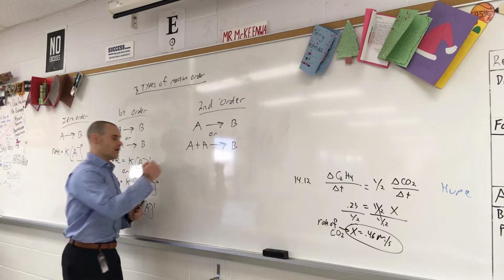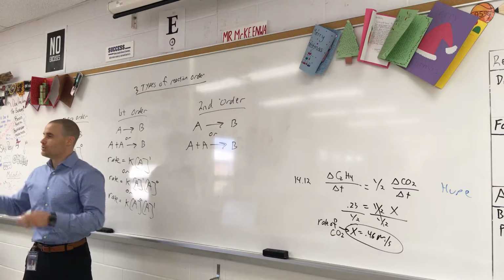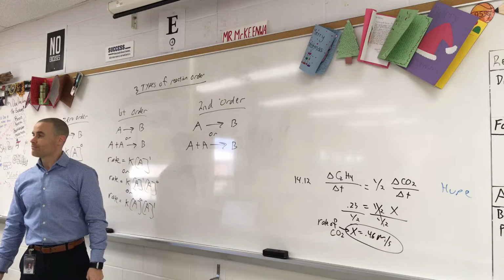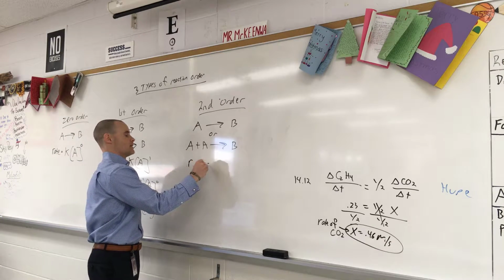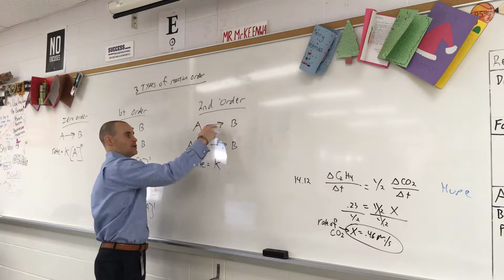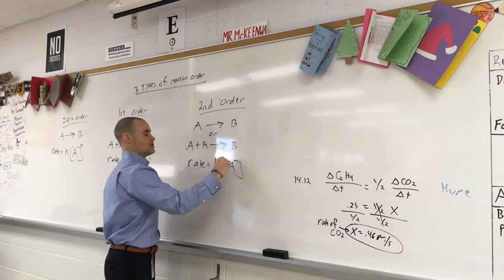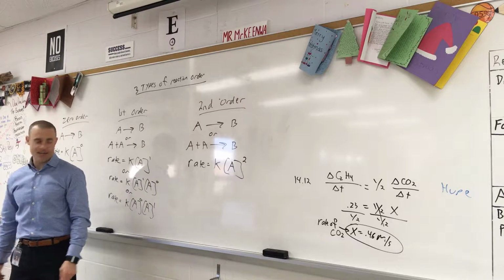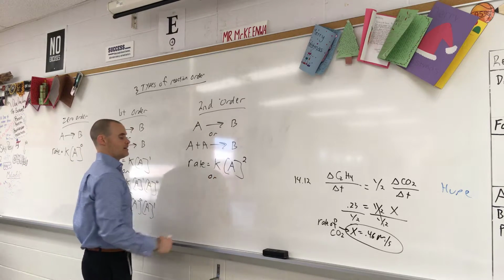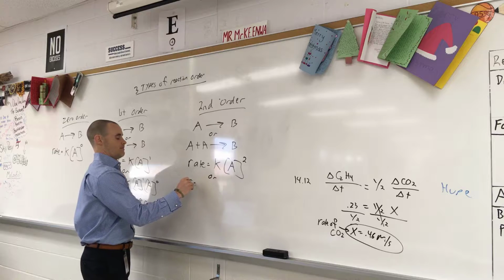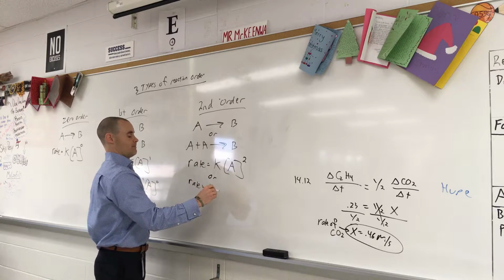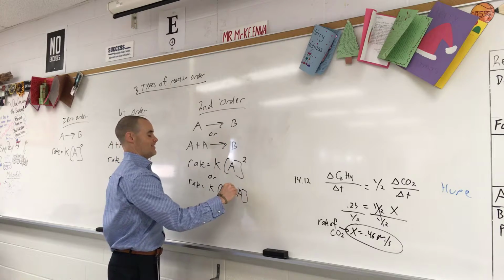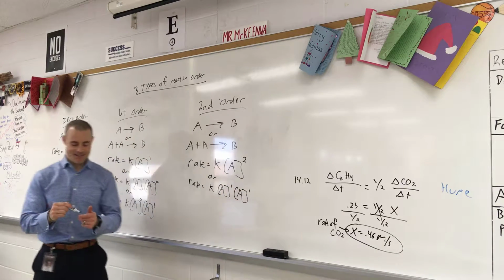So now second order, who wants to write it? Who's following the breadcrumbs here? Rate equals K, the concentration of A raised to the 2. Very good. Raised to the second power. That's second order. Good. Or rate equals K, A to the 1. A to the 1, sounds like a cheer.